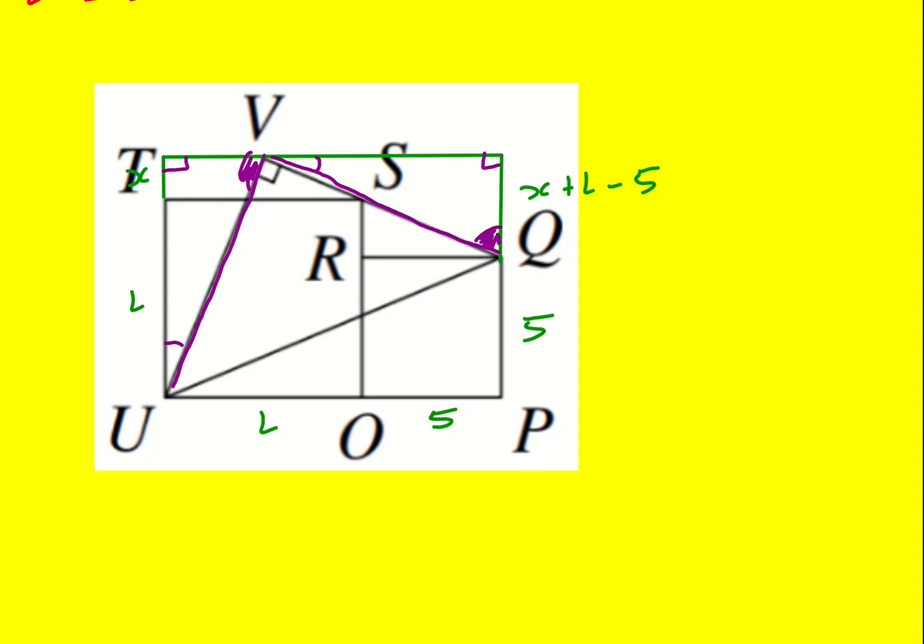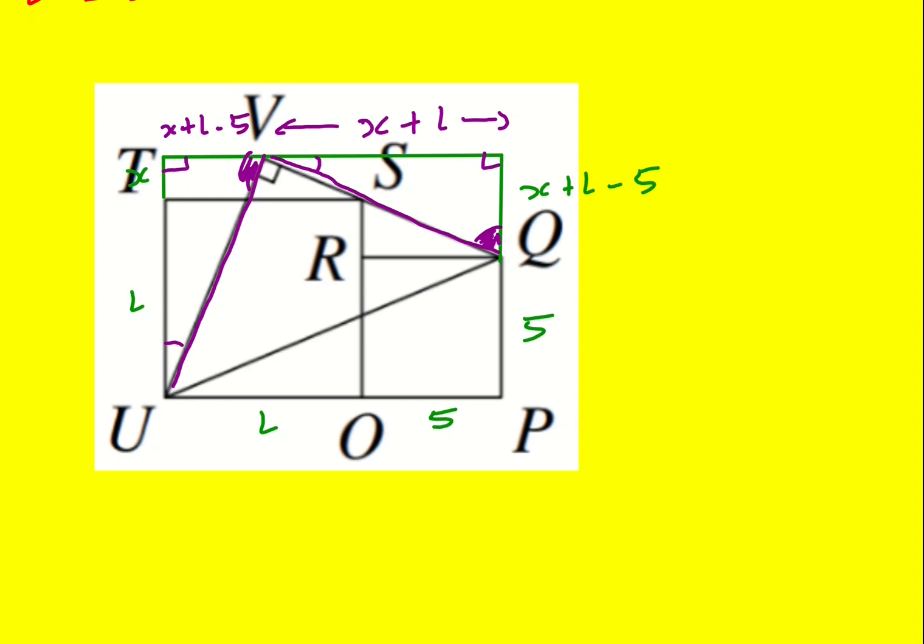So I can now use that because I therefore know that this length is also going to be x plus L minus 5 because it's the same as this length. And then I also know, remember, that the height is x plus L, so this must be x plus L here to here.